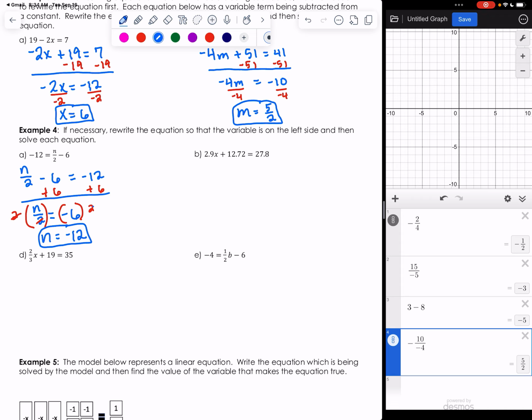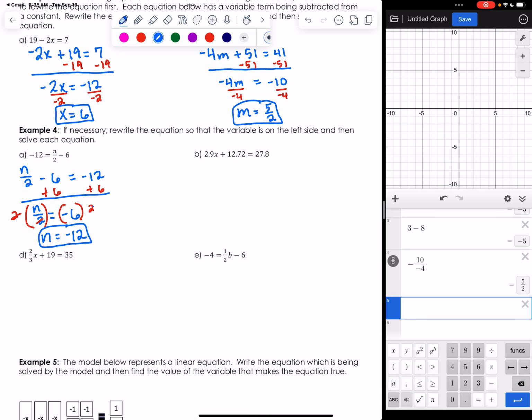All right, problem B. We have 2.9x plus 12.72 equals 27.8. Now, this problem is our first problem we've done today that contains decimals. So if we get a decimal answer, we can leave our answer in the form of a decimal. All right, so my first step, 2.9x plus 12.72 equals 27.8. I would begin by subtracting 12.72.